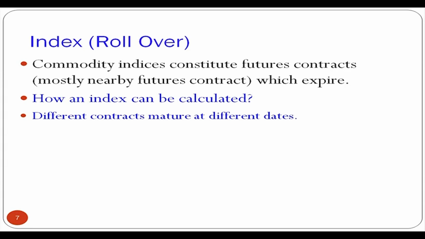Now how can an index be calculated? Not only does one contract mature, different contracts mature at different dates. Let's say an index considers four commodity futures contracts: gold, silver, almond and jeera. Gold may be maturing on the 20th of the month, silver may be maturing on the 10th of the month, and jeera may be maturing on the last calendar day of the month. So considering different maturity dates, how can this index be calculated?